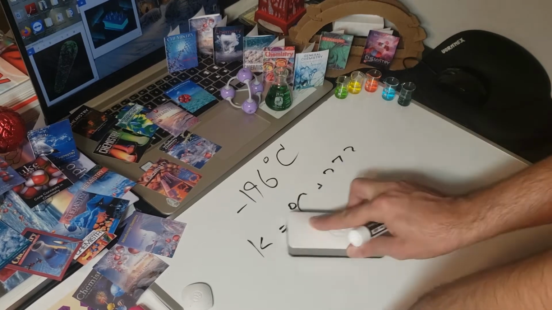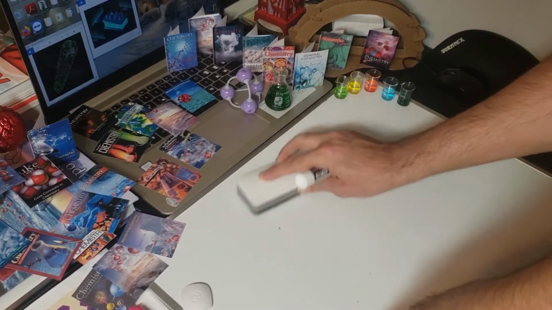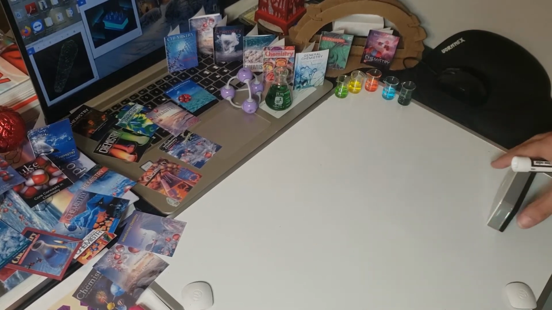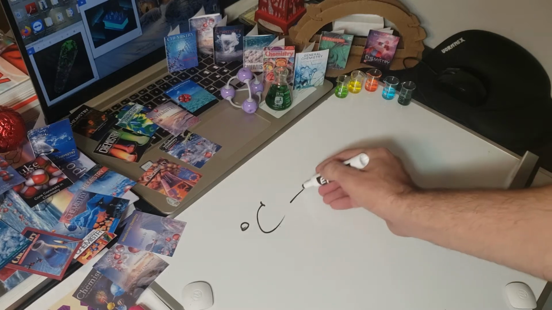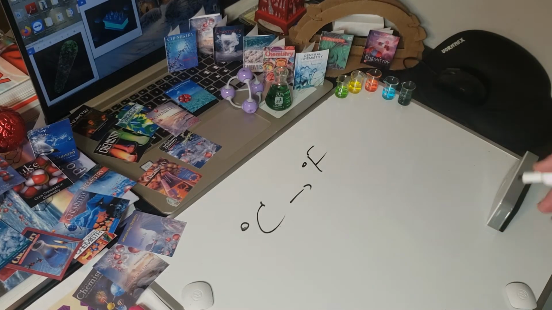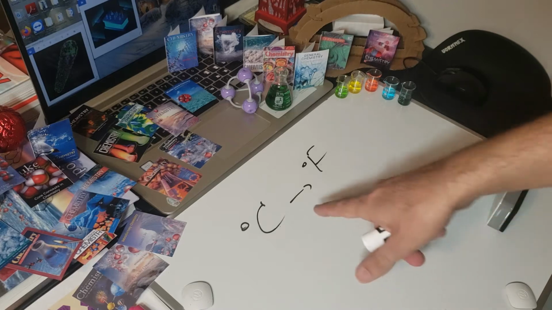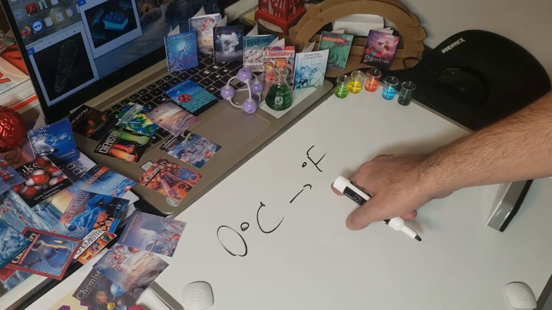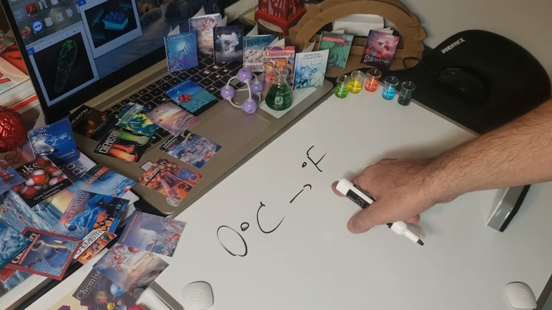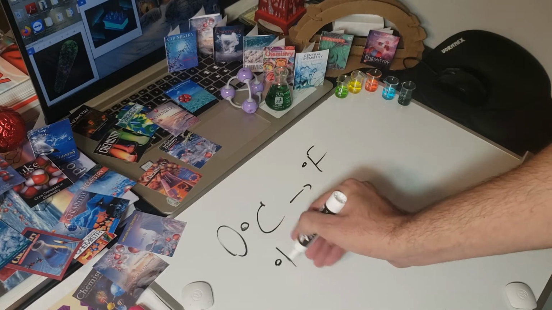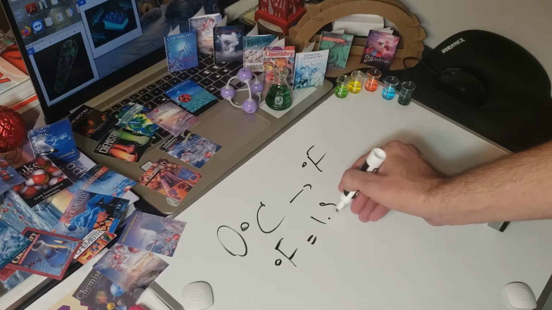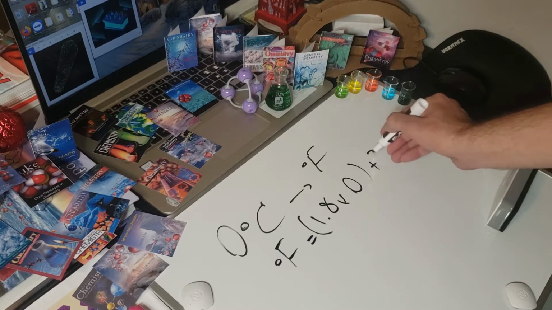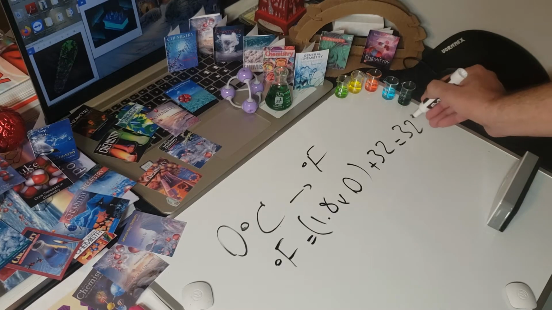Let's do one more useful conversion, or maybe two. What is 0 degrees centigrade in degree Fahrenheit? How do I do that? The relationship is that my Fahrenheit should be 1.8 times 0, which is my degree centigrade, plus 32. So that would be 32 degrees Fahrenheit.